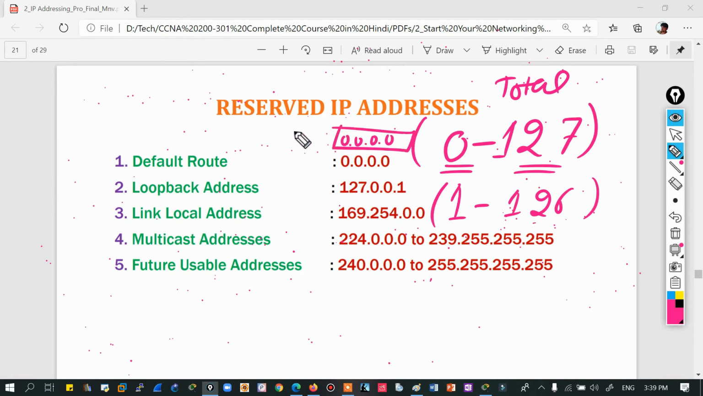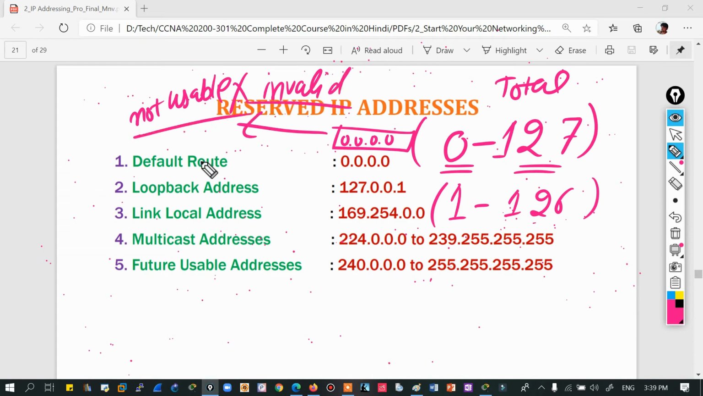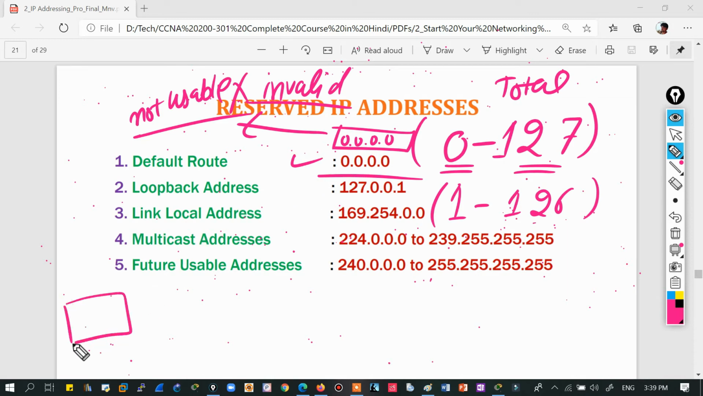We cannot say that it is not usable or it is invalid. No, it's valid, it is usable, but not for addressing purposes, not for the address of some host or some PC or laptop. It is reserved for two purposes. One is default routing. When we study routing, I will discuss what default routing is. And one more thing: when we have some hardware, some PC, say I purchased a PC fresh from the market and it has no operating system.